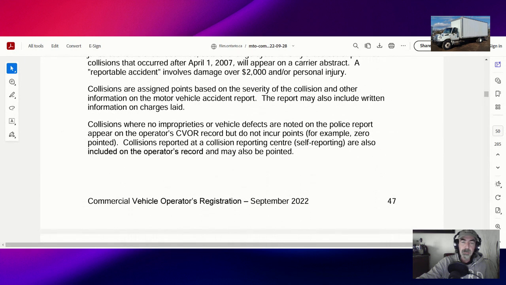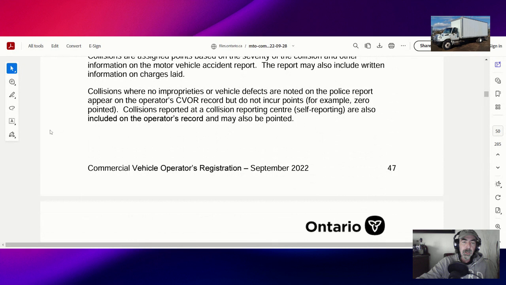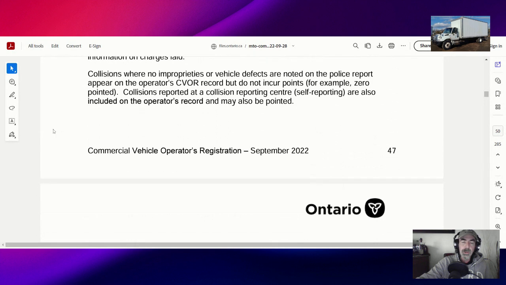Collisions are assigned points based on the severity of the collision and other information on the motor vehicle accident report. The report may also include written information on charges laid. Collisions where no improprieties or vehicle defects are noted on the police report appear on the operator's CVOR record but do not incur points, for example, 0 pointed. Collisions reported at a collision reporting center, self-reporting, are also included on the operator's record and may also be pointed.